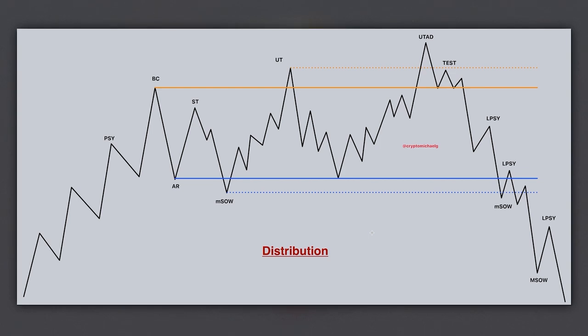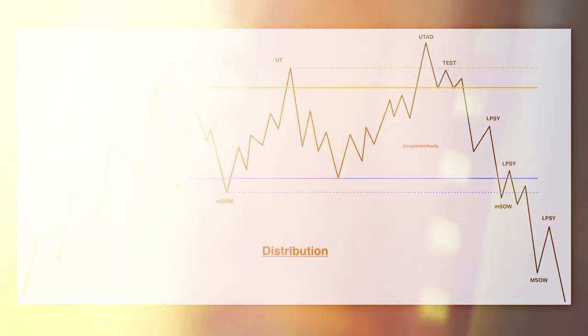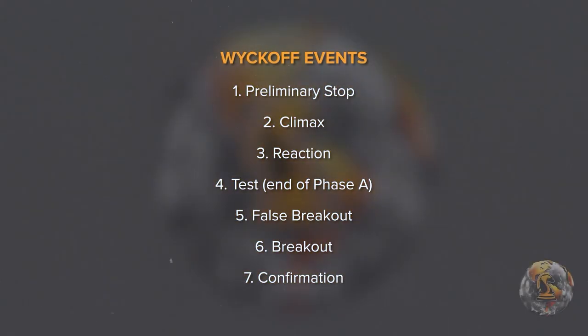So that's it. Those are the Wyckoff events: preliminary stop, climax, reaction, test, false breakout, breakout, and confirmation. In the next lesson, we're going to break down each of them in depth to show you how to actually trade or use them to identify in real time on the charts. So go through, we'll look at one of those.